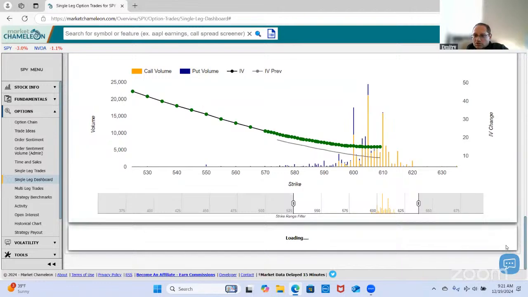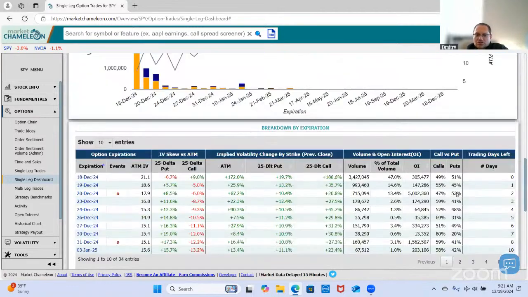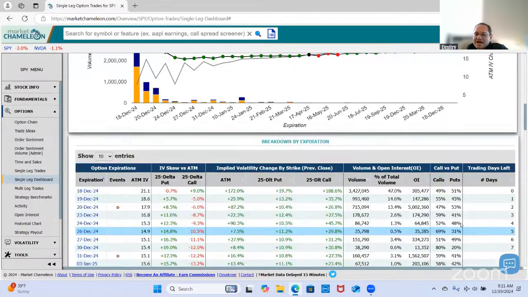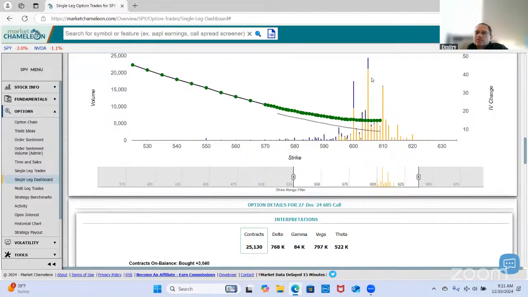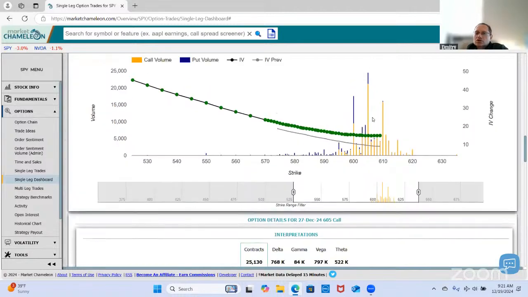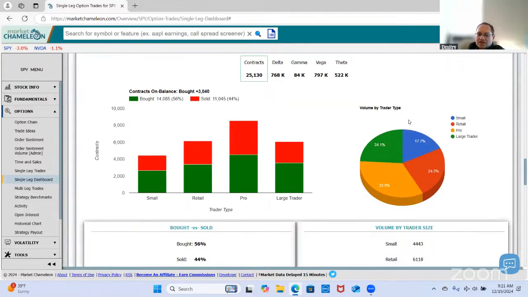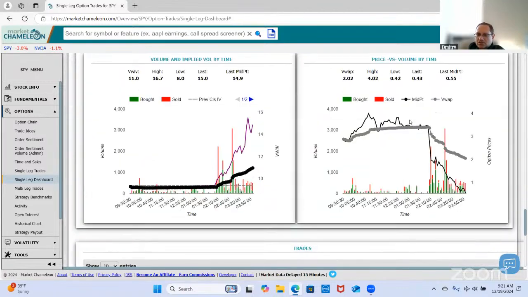So we have to wait a little bit because it's loading a lot of data, but let's just see. So the stock closed at 586.28, and we were looking at the, which strike was that again? 605. Okay, so this is the 605 strike. And we get all this analytics over here.